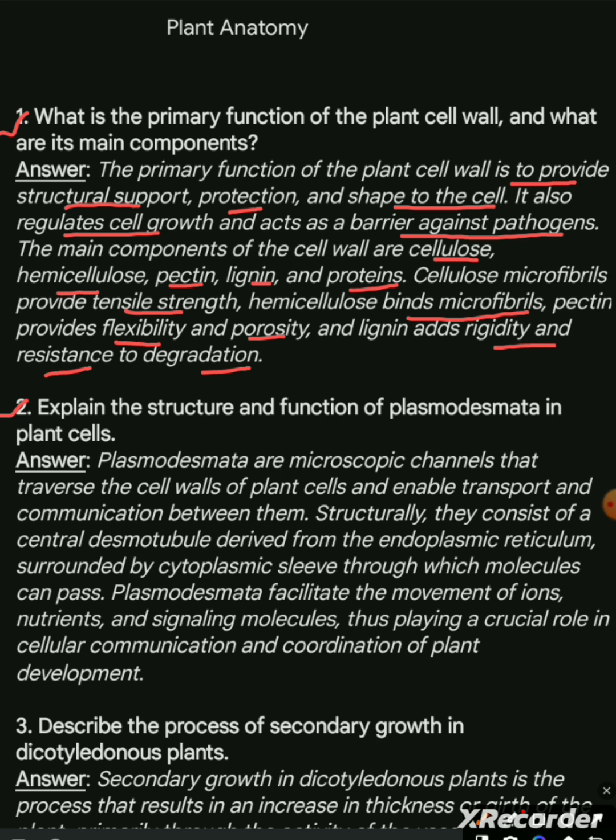Answer. Plasmodesmata are microscopic channels that traverse the cell walls of plant cells and enable transport and communication between them. Structurally, they consist of a central desmotubule derived from the endoplasmic reticulum surrounded by a cytoplasmic sleeve through which molecules can pass. Plasmodesmata facilitate the movement of ions, nutrients, and signaling molecules, thus playing a crucial role in cellular communication and coordination of plant development. Question number 3.